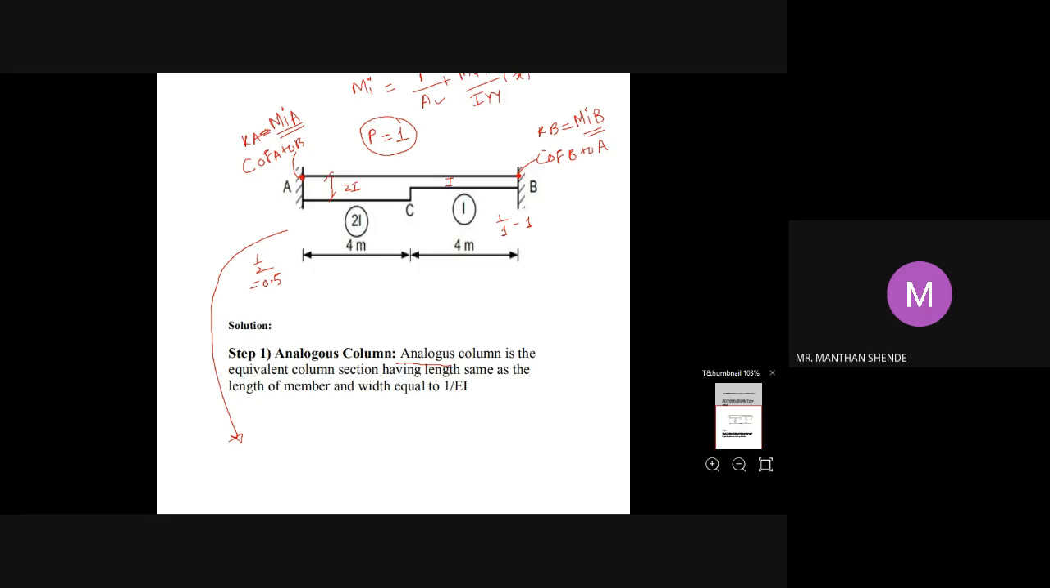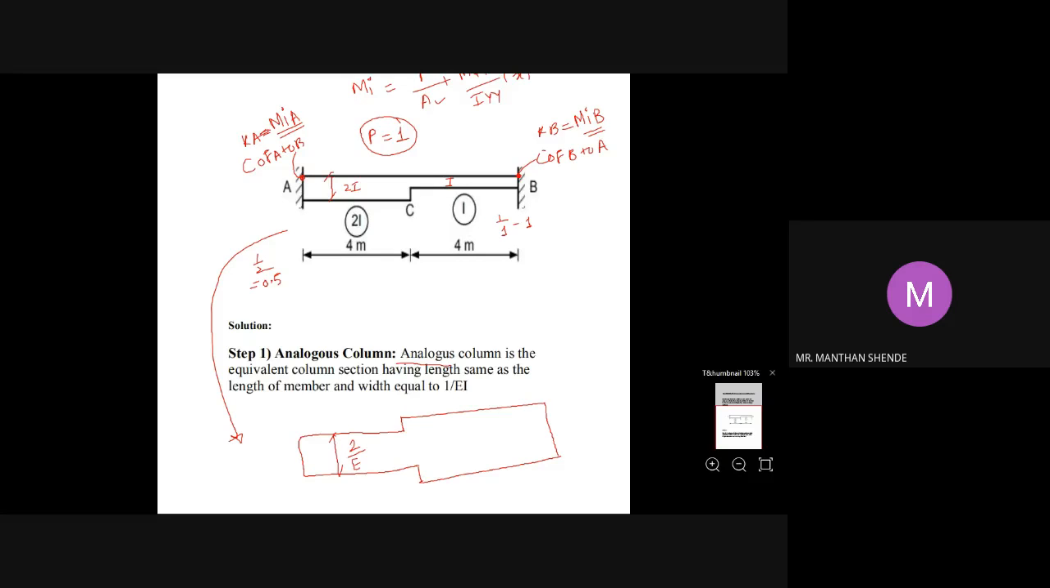So here I can plot the analogous column section. From A to C the width will become 1 by twice EI, so this will become 0.5. And from C to B the width will become 1 by EI, so naturally the width from C to B will be more. So this will be 1 by EI. This width will become exactly opposite to the given section.